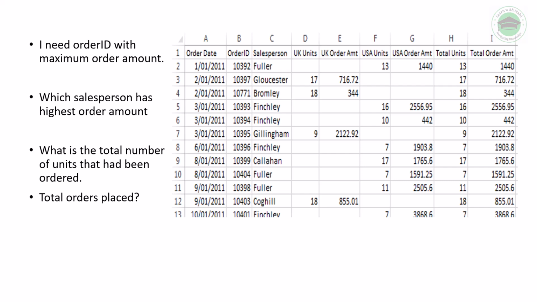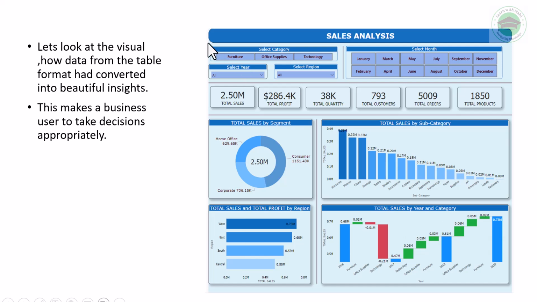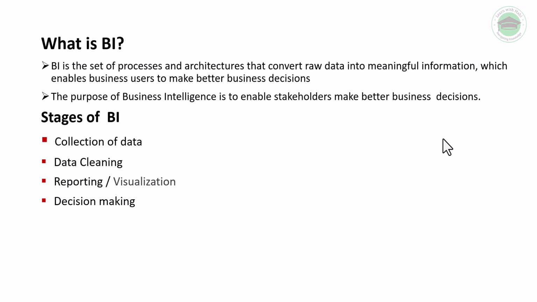Whenever I convert this particular tabular format data into beautiful insights like this, it will be easy for me to make my decisions quickly just by having a glance at these particular visuals. I hope by this time you have got an idea on why exactly we require BI. So now coming to what is BI. BI is a set of processes which converts the tabular format data into meaningful insights such that business users can take the decisions quickly.